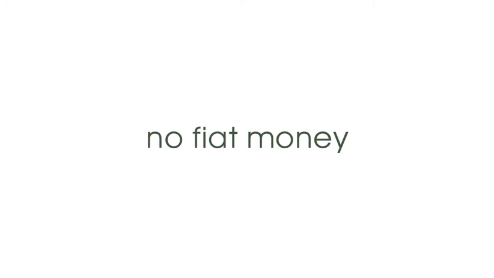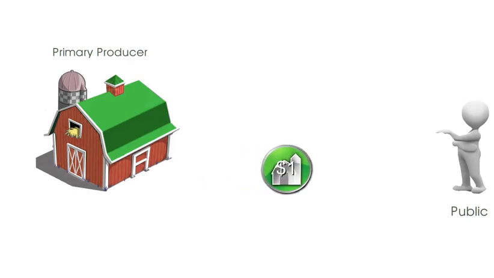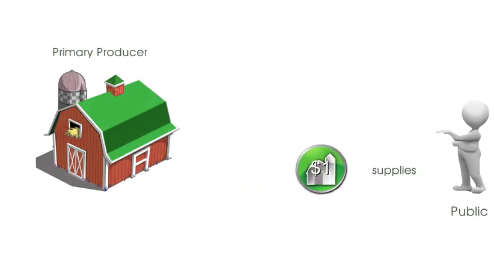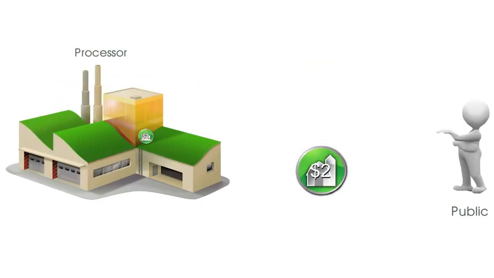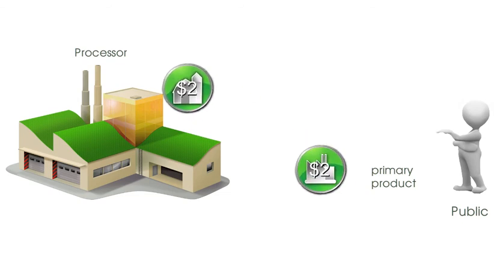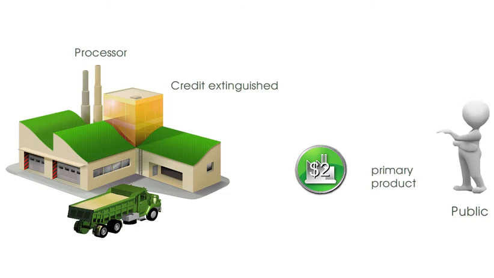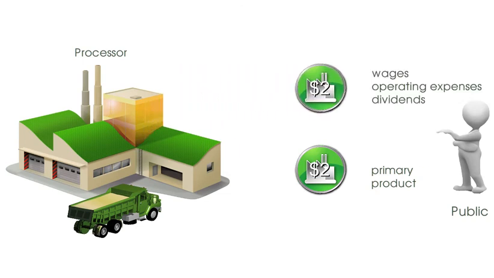In this scenario, we will examine producer credits as the only means of exchange. This system requires no input of fiat money. The primary producer pays $1 in producer credit for supplies. The primary producer pays another $1 in primary producer credits for wages, operating expenses, and dividends. The processor obtains $2 of the primary producer credits with $2 of its own processor credits and pays for the goods. The processor pays another $2 in producer credits for wages, operating expenses, and dividends.